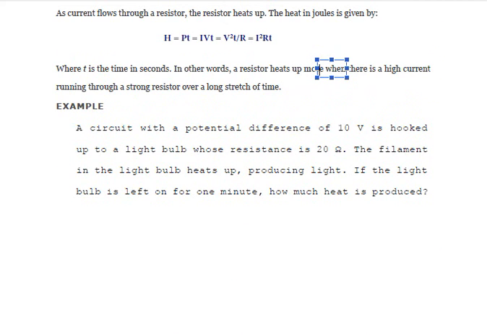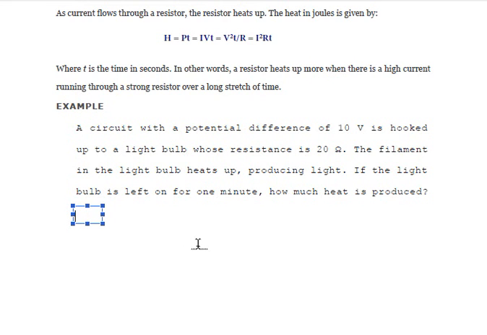Alright, example time. We have a circuit with a potential difference of 10 volts hooked up to a light bulb whose resistance is 20 ohms. The filament in the light bulb heats up, producing light. If the light bulb is left on for 1 minute, how much heat is produced?